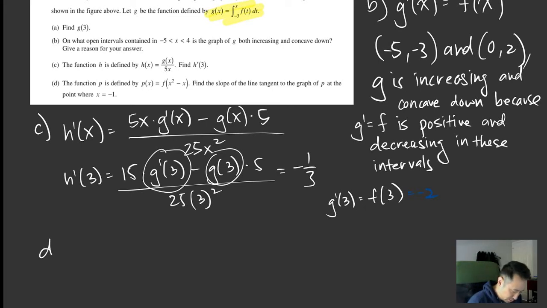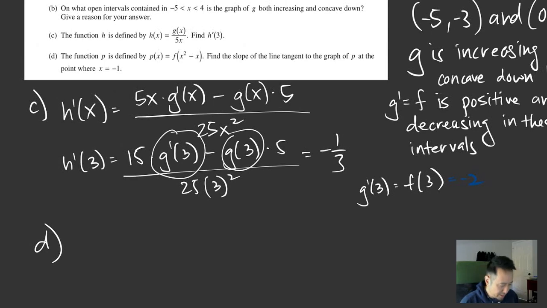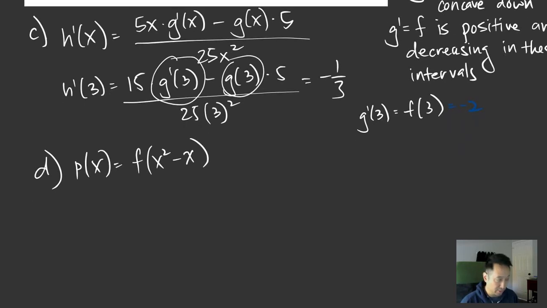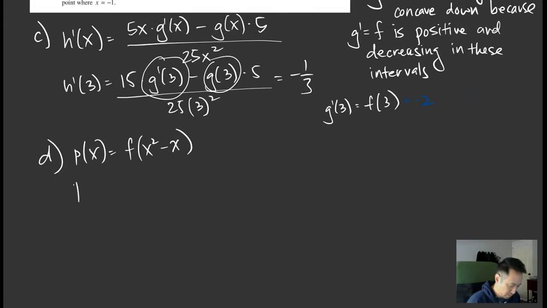Letter D. All right, let's go. Function p is defined. All right, so now we introduce another function. p of x equals f of x squared minus x. Find the slope of the line tangent to the graph of p at x equals negative 1. Okay, I don't need a whole equation of the line. I just need the slope at a certain point, right? So essentially, I'm looking for p prime of negative 1.